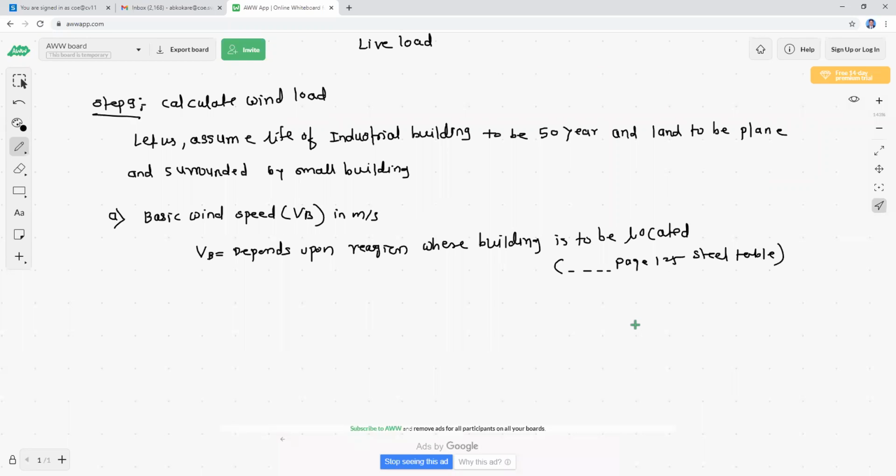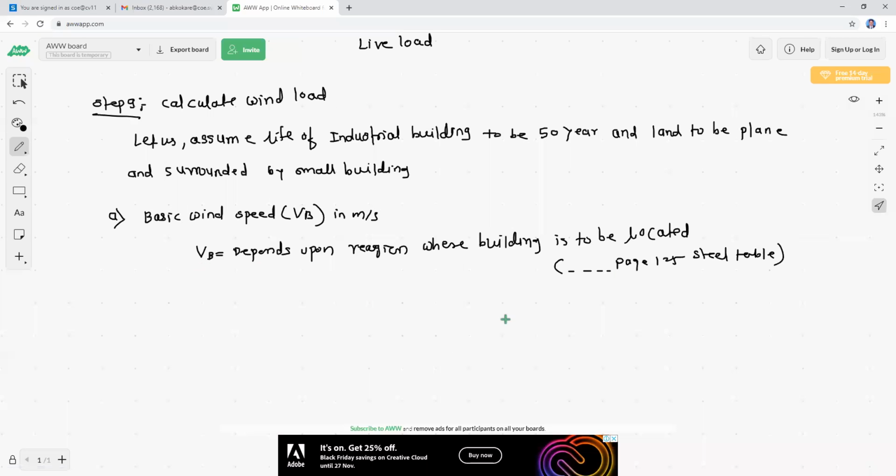So in an example, where the building location is given, if the nearby city is given, then take that wind speed. So that VB you have to take from this page number 125, steel table. In examination, the location of building is given. Your building is located in any of the cities in India as given in the problem statement. So VB, how to calculate? It depends upon the location of the city.